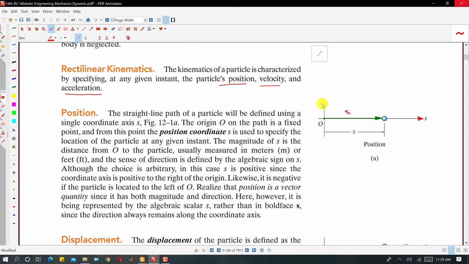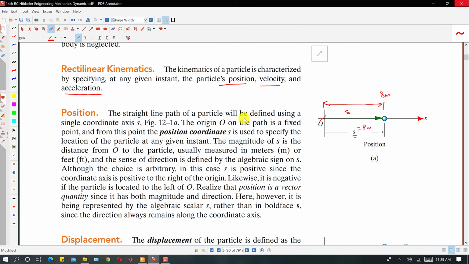And let's say that this is the origin, and this distance is let's say 8 meters. Then we say that the magnitude of this S is 8 meters. This means that this object is at a distance of 8 meters from its initial position. Let's say that this is its initial position. So it is the position of the body.